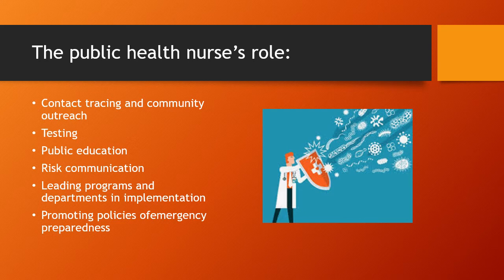So, what is the public health nurse's role in planning and managing a pandemic? The nurse's role includes contact tracing and community outreach. The nurse is involved with testing and public education. The nurse is also involved with risk communication, which is an important part of alerting communities to a new disease. The nurse acts as a leader within public health departments and in implementing interventions. And the nurse works to promote emergency preparedness through public policy.